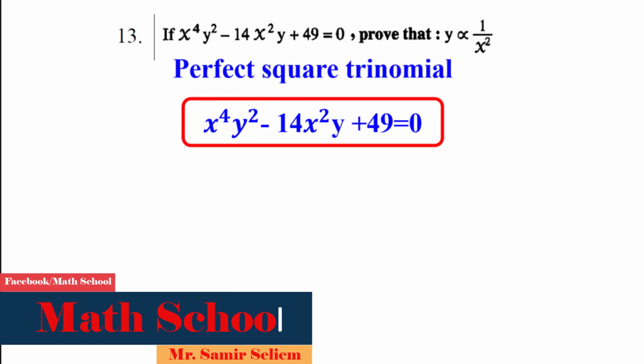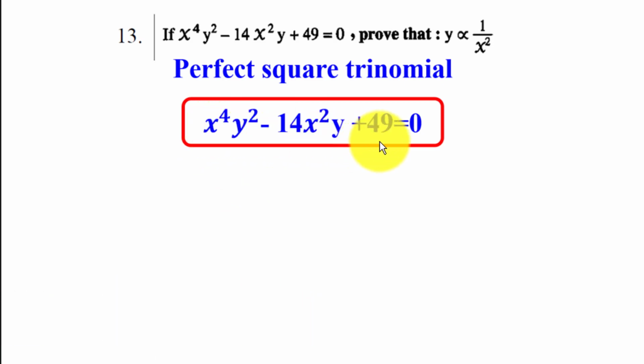Why, guys? Because the first term is a perfect square, and the last one is a perfect square number, which is 49. The square root is 7. Now the middle term is 2 times the square root of the first times the square root of the last one. Using factorization, the square root of the first term is x squared y, the square root of the last one is 7, and we keep the sign of the middle term, all squared. We can write it as (x squared y minus 7) all squared equals 0.